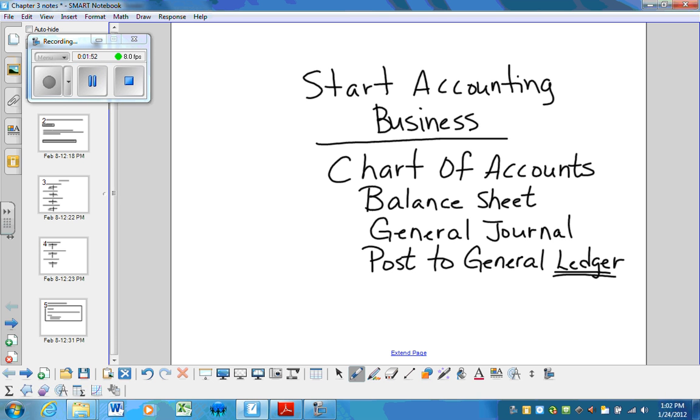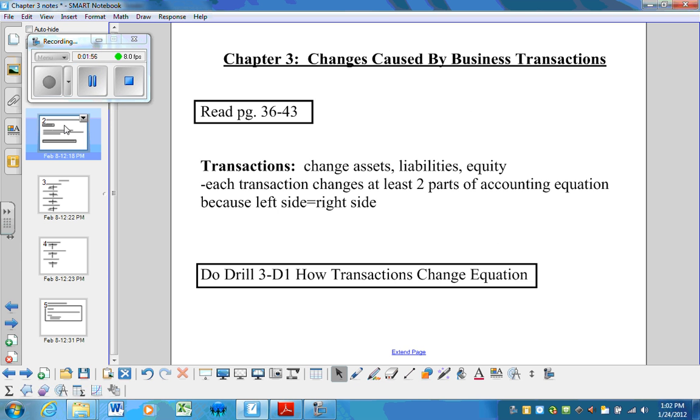Okay, so that's how you start. Now, Chapter 3 is called Changes Caused by Business Transactions. If your business didn't do any business, you would be able to stop right here. But assuming that your business is going to be making money, it has to have some transactions.